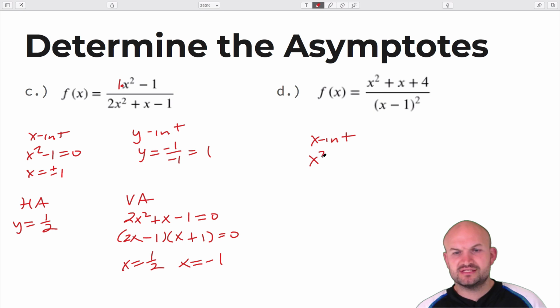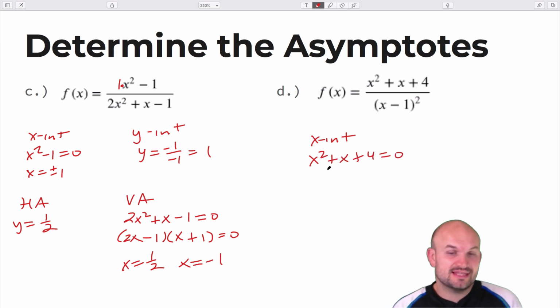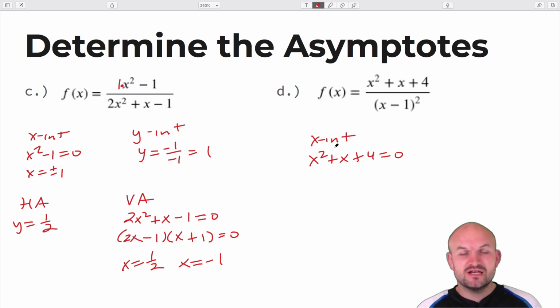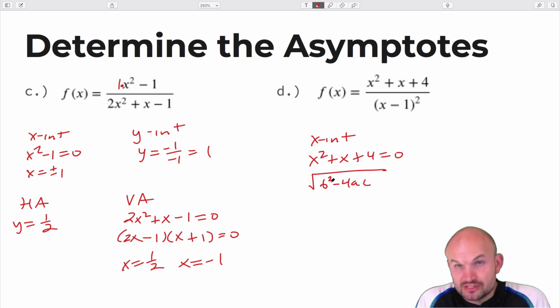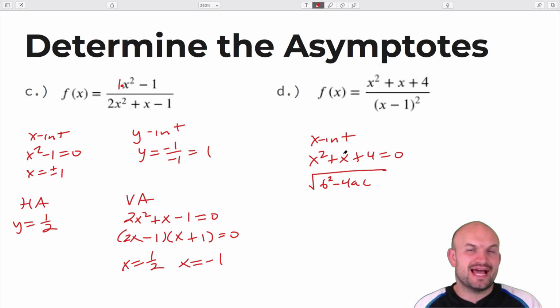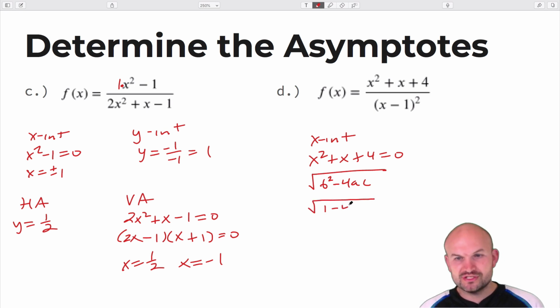is going to be this x squared plus x plus 4 equals 0. Now, hopefully you understand that this is going to be complex, but if not, what we can do is what we call the discriminant, the b squared minus 4 times a times c. If that number is negative, then you're going to have complex solutions, meaning no real solutions, therefore no real x-intercepts. So automatically, I can kind of see that this is going to produce no real solutions.